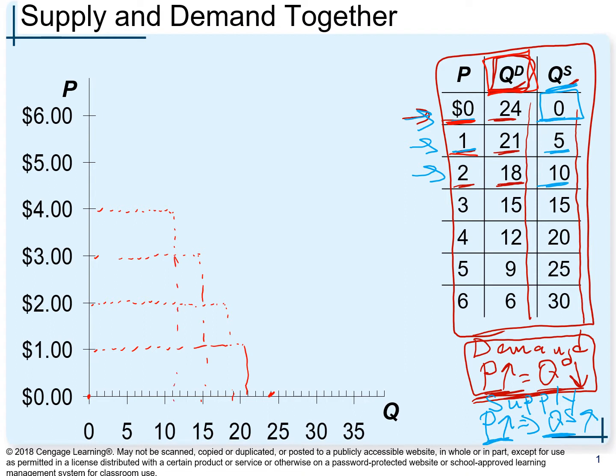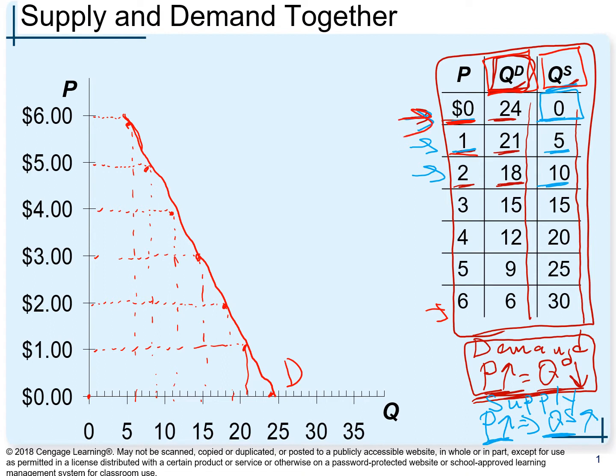4 is 12. At price 5, quantity demanded is equal to 9. And when the price is $6, then quantity is equal to 6. So I have these points over here. Remember, if I connect them, it's going to be a perfectly straight downward sloping line, and that's our demand curve.